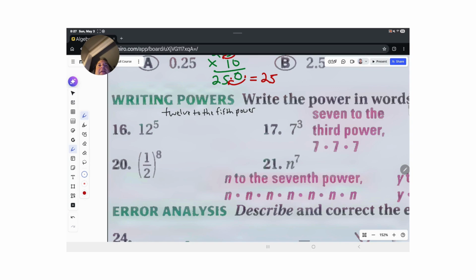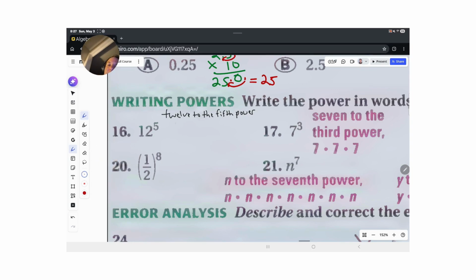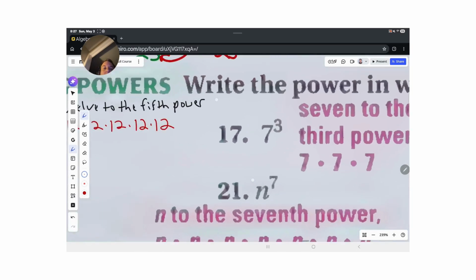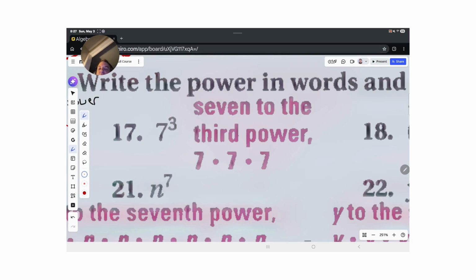Now we count the 5 factors allowed. Let's go ahead and write those down as we go. 12 times 12 times 12 times 12 times 12. 1, 2, 3, 4, 5. 12 to the 5th power. 17. 7 to the 3rd power. 7 times 7 times 7.